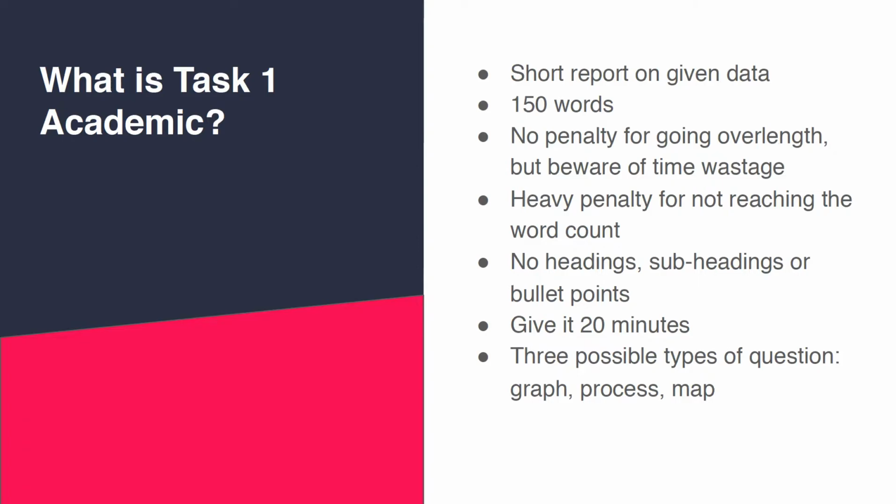So firstly, what is Task 1 Academic? It's a short report on given data. It's 150 words. There's no penalty for writing more than that, but you might waste time if you do. There is a very heavy penalty if you don't reach the word count though, so make sure that you do make 150 words. If you fail to do that, you will not get anything higher than a 6. No subheadings, no headings and bullet points. Even though it's an academic report, you're not allowed to insert any of that. Give it about 20 minutes in your test because you need more time for your essay.